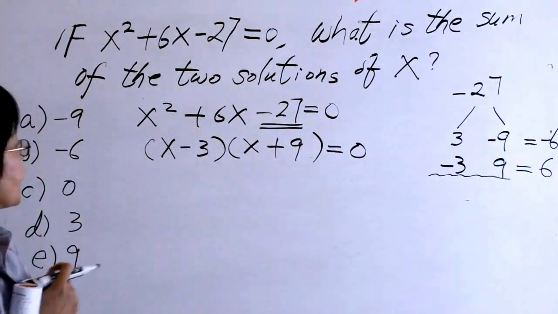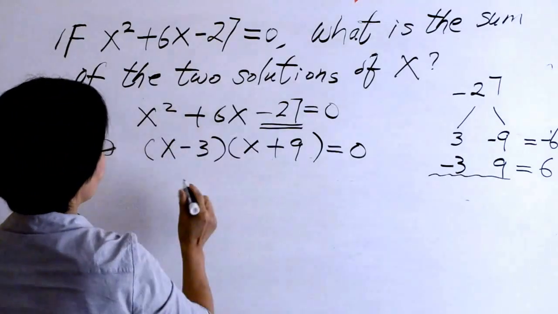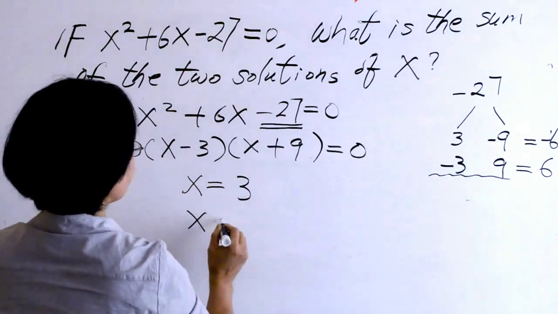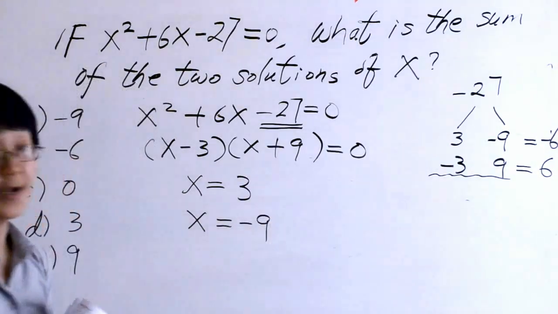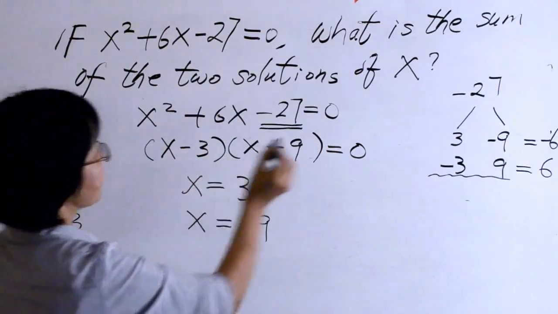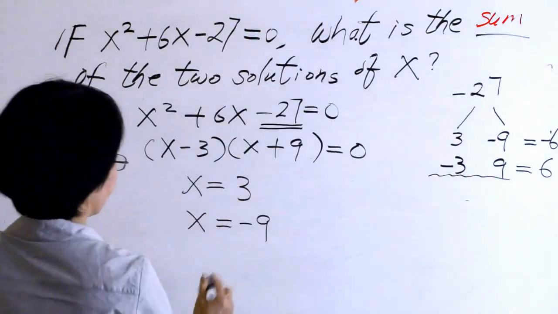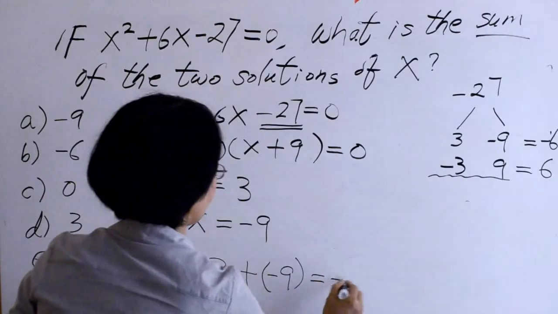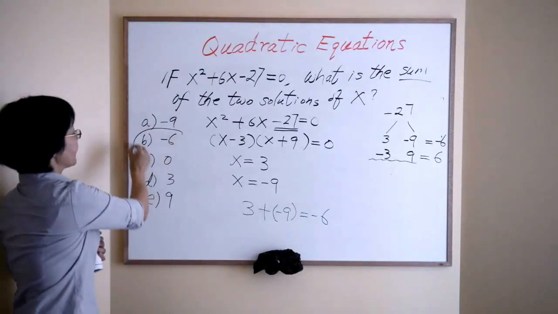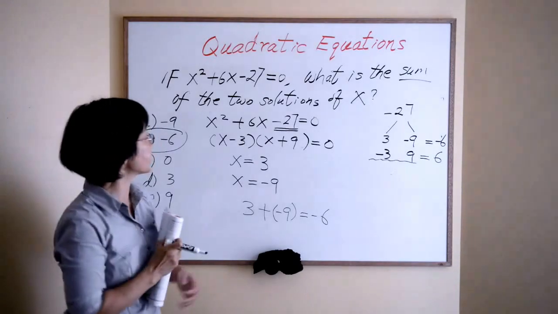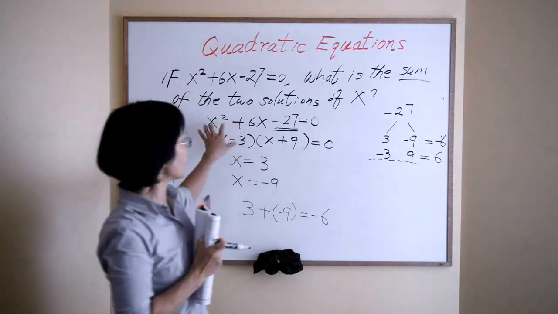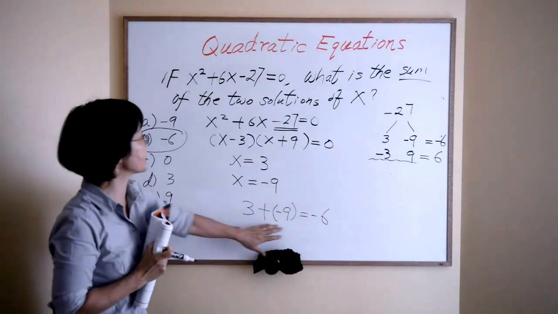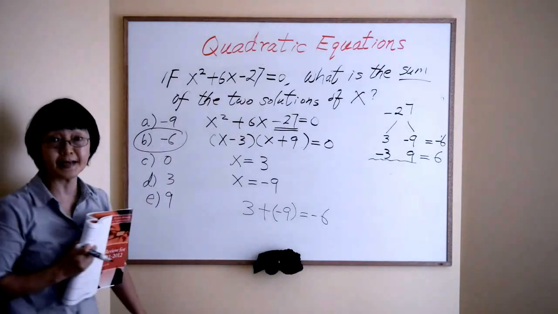Okay, good. Now, what is the answer? The solutions of the equation become x equal to 3 is one of them, and x equal to negative 9 is another one. Okay, so they want the sum. That means you add together these two solutions. 3 plus negative 9 gives me negative 6. Okay, so B is the answer. So you see this is how you factor trinomials. Once you factor it, you are able to find the solutions, and then you can proceed to find the answer that they want. Okay, good.